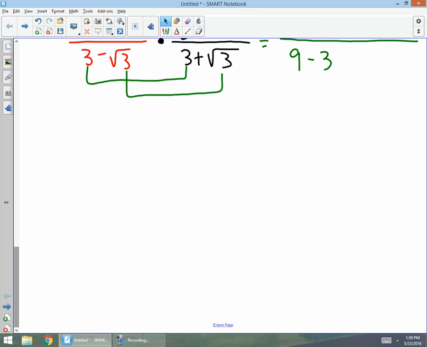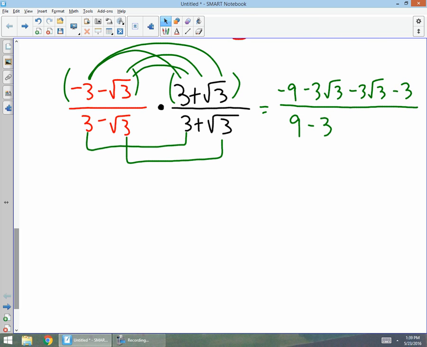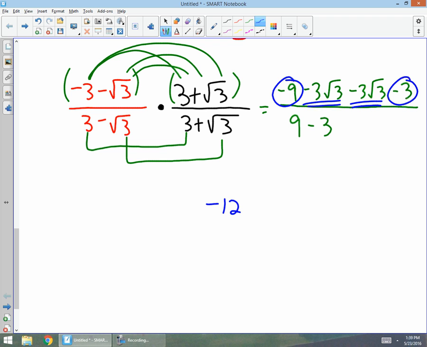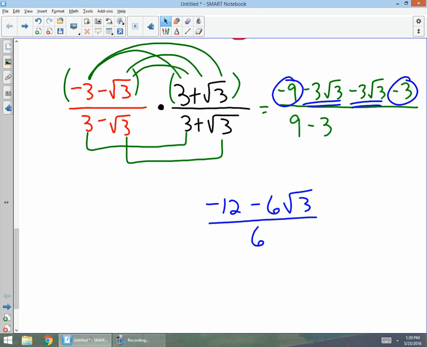Getting close here. This is probably the most tedious question on the entire test. But once you make it through this, you're finished. Negative 12 comes from that. And then we'll combine like terms right here and right here. And so how many square root of 3's do we really have? Okay, negative 6 square root of 3 all over 6.